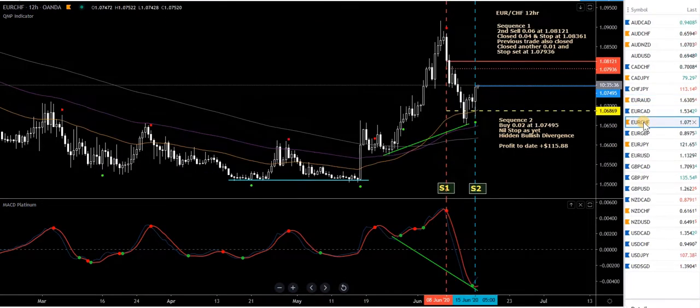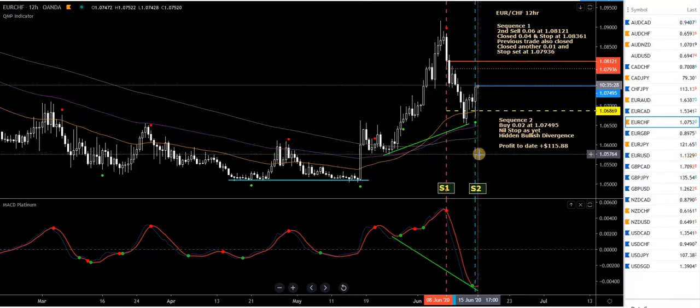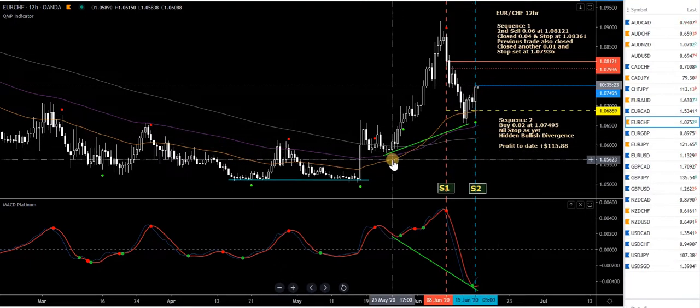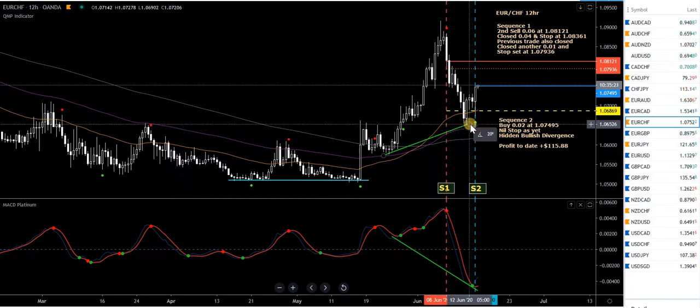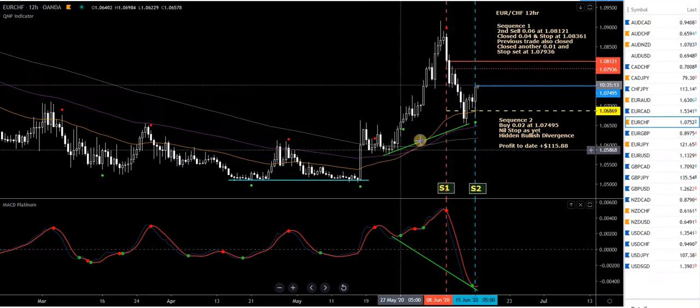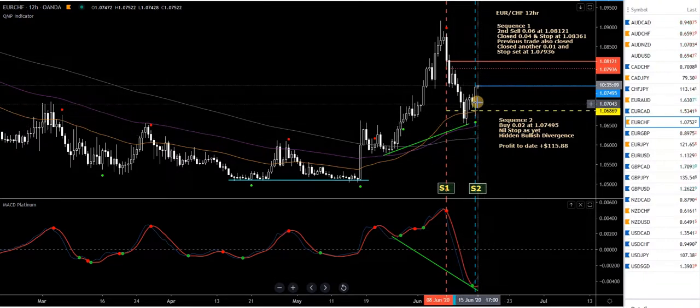Euro Swiss. All right, I'm already in a sell up here. This sell's got a stop in place. This is sequence 1. This morning I commenced a new sequence, sequence 2, which was a buy. There's hidden bullish divergence, the green trend lines there. You can see lower lows on the oscillator, the MACD Platinum, and higher lows on price. That's hidden bullish divergence. So I've taken a buy up here.